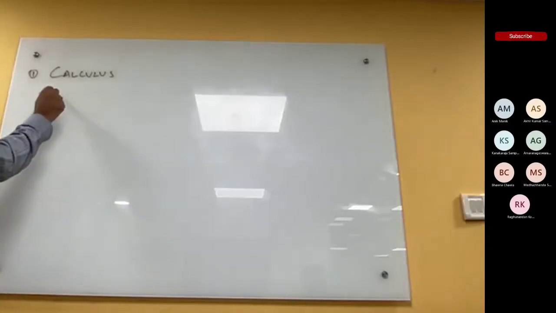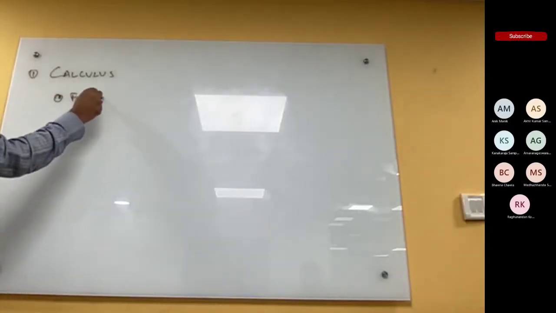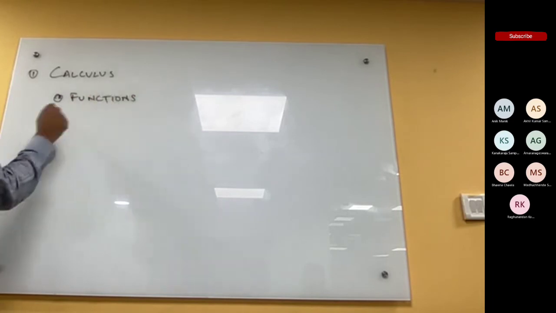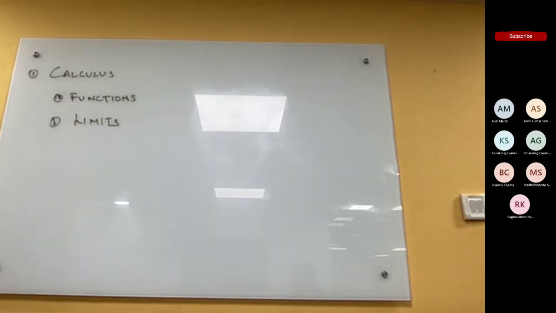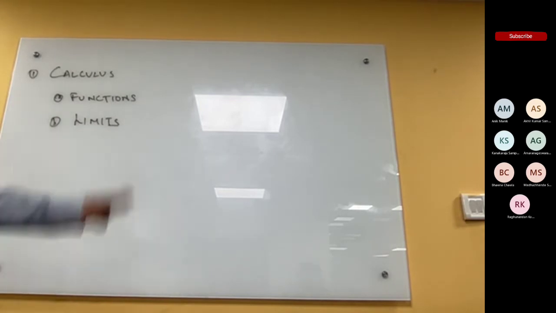Two things that we need to first understand, right? We need to understand functions and we need to understand limits. Those are the two things that you need in order to understand calculus, right? Two things.